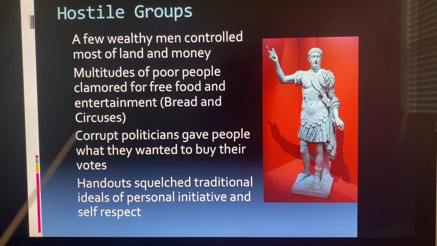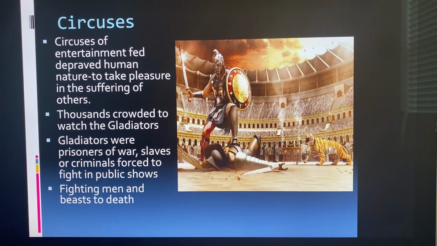So the bread and the circuses, isn't that even today? People want to watch the suffering of other people, instead of getting out and having that Christian ethics. They had the opposite. They were focusing on themselves, the bread and the circuses. I kind of went over that already, but the circuses of entertainment fed the depraved human nature to take pleasure in the suffering of others.